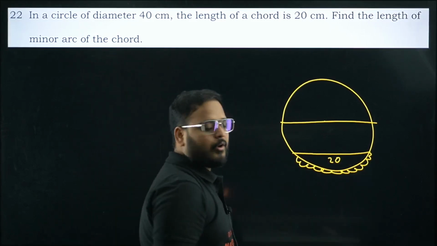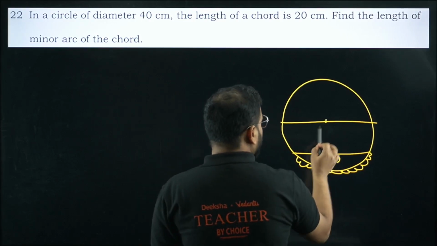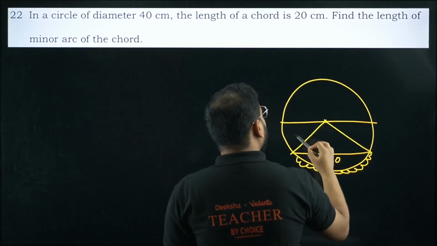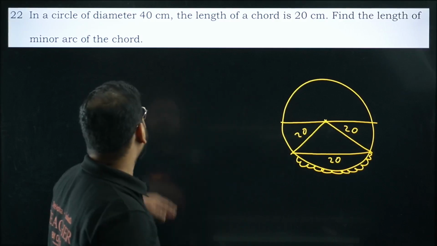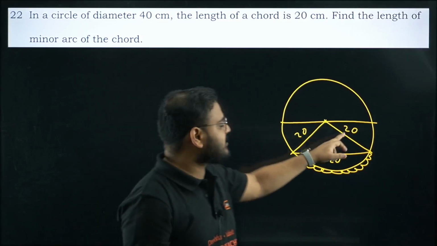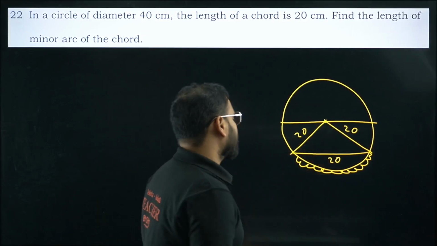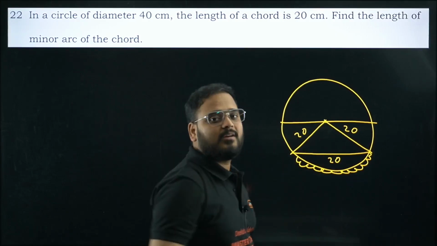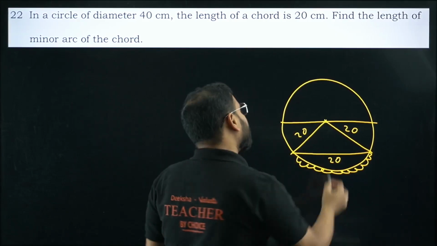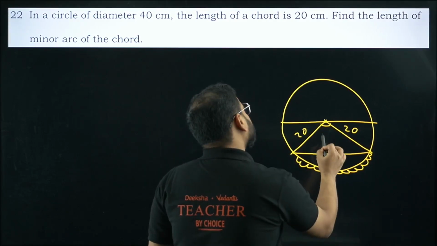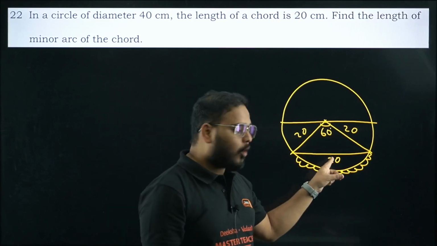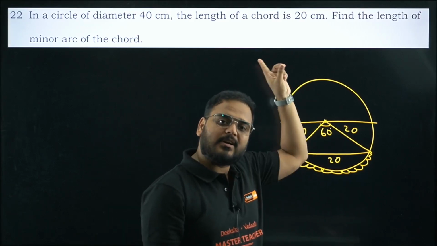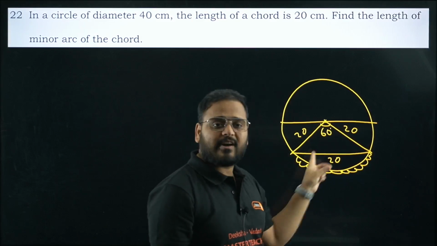How do you find that? This is center, join it. How much is going to be? 20 and 20. How come, sir? Think about it. Diameter is 40 means this is 2 radiuses, right? So 20 and 20. What is the triangle? 20, 20, 20. What is that? Equilateral triangle, sir. It means this angle has to be 60 degree. This is chord 20. The radius is also 20 because the diameter is 40. What do you get? Equilateral triangle.